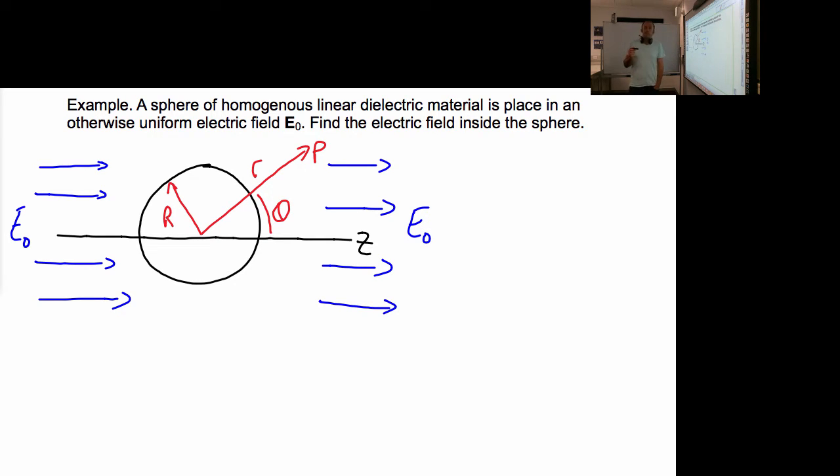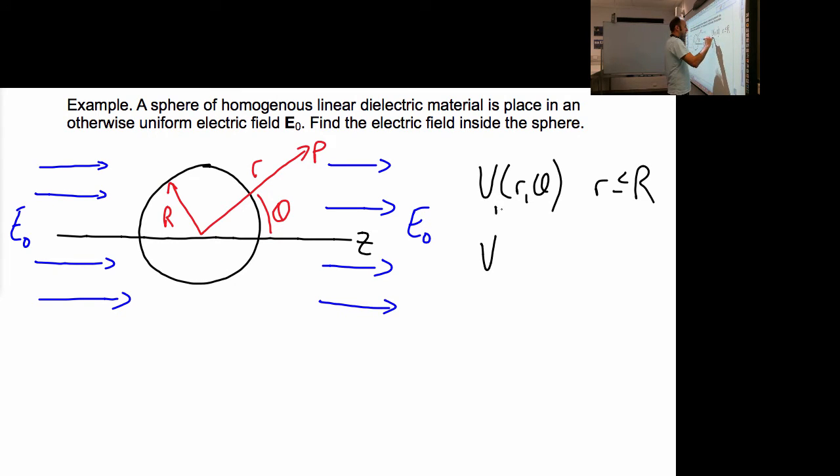Since both inside and outside the sphere there are no free charges, what we must do here is solve Laplace's equation. We're going to do this for the potential inside, and the potential inside is going to depend on r, and it's going to depend on theta. So that's for r less than or equal to big R. And we can also do it for the potential outside, which depends on r and theta. That's for r greater than or equal to the radius.